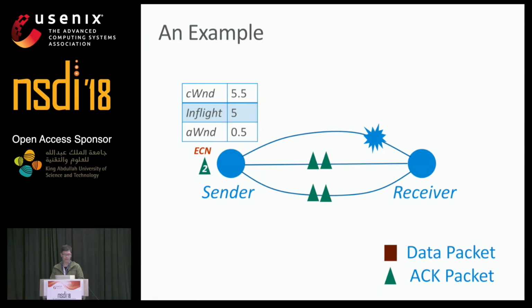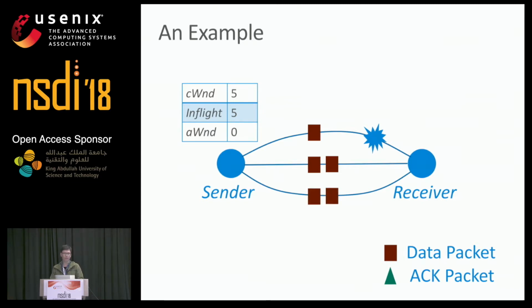And when the second ECN ACK returns, the congestion window will further reduce by half a segment, and the in-flight currently is 4, and the available window becomes 1. So it can clock out one packet to the path that is congested. And for those paths that are not congested, it will send as many packets as the ACKs return.